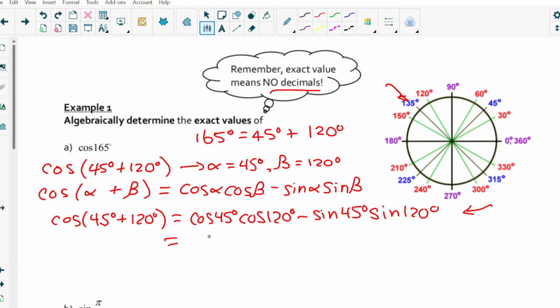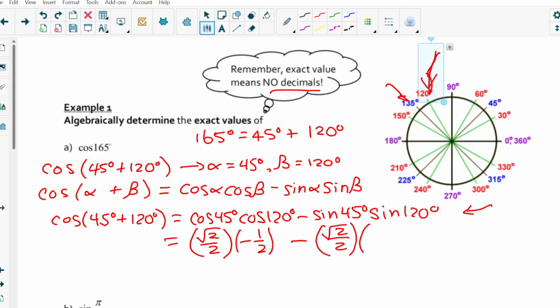Cosine of 45, that's square root of 2 over 2. Cosine of 120, that is in the second quadrant, right here, and that's going to be my x value, so that's negative 1/2. Minus sine of 45, well, that's square root of 2 over 2. And sine of 120, that's in quadrant 2, that's going to be my y value. So that is square root of 3 over 2.